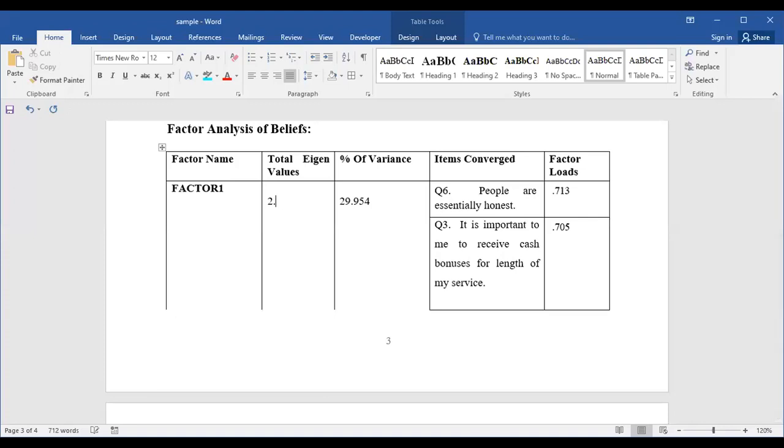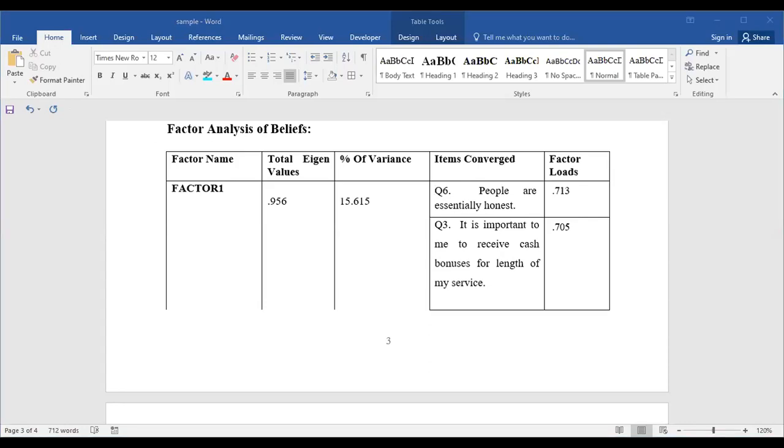So what I'm going to do is write the total eigenvalue. How much was it? It was 0.956. So I'll write 0.956 as the value here, and the value of total variance explained for factor 1 was 15.616. Then the items converged have to be taken.